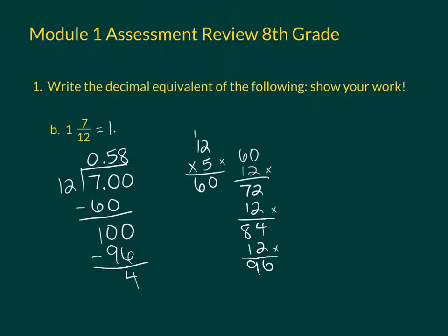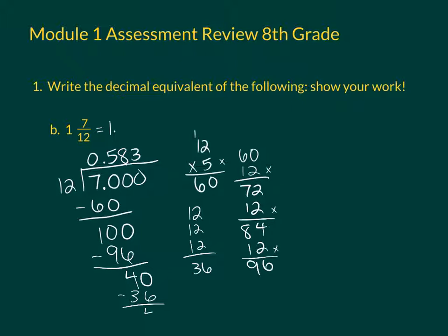So we still have stuff left. We have to keep going. We have to bring down another 0. Okay, now we ask ourselves, how many times does 12 go into 40? Well, if you count by 12s, 12, 24, 36, that's going to be as close to 40 as you can get, so that'd be 3 times. So 12 times 3 is 36, so we're going to subtract that off.